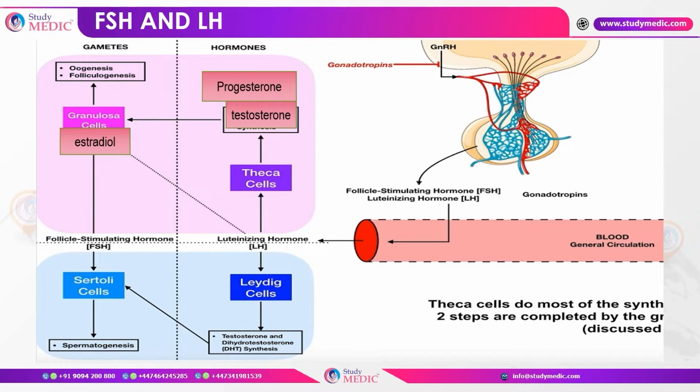Now what happens in the testis? In the testis, LH has effect on the Leydig cells. Remember L for L. And in the Leydig cells, it brings about production of testosterone, which is then converted to dihydrotestosterone. This dihydrotestosterone crosses over, and in the Sertoli cells, it stimulates spermatogenesis. In the testis, FSH acts only on the Sertoli cells. It does not act on the Leydig cells.